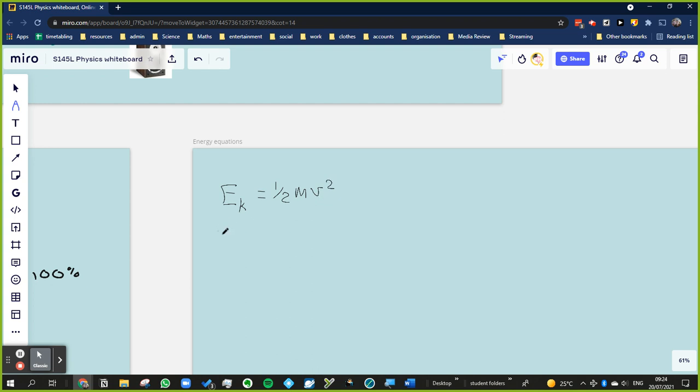So in other words, let's do an example. Maybe we have something where the mass is 3 kilograms, and it's currently moving at 25 meters per second. What I'd like you to do is try to calculate the kinetic energy of this object. I'm going to pause the video and give you the link to this whiteboard, and then I'll see how you get on with that.